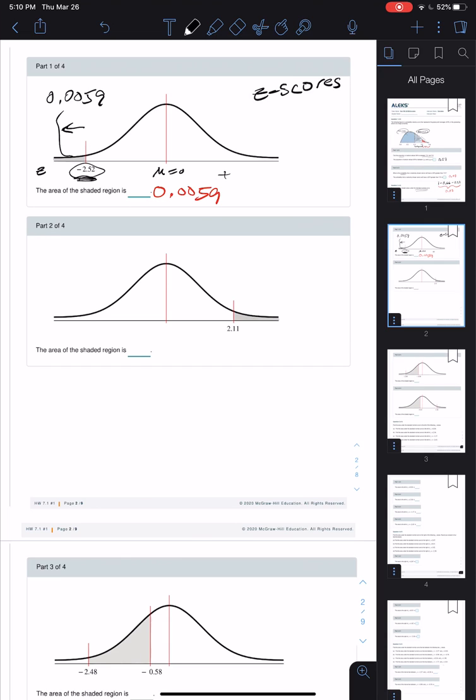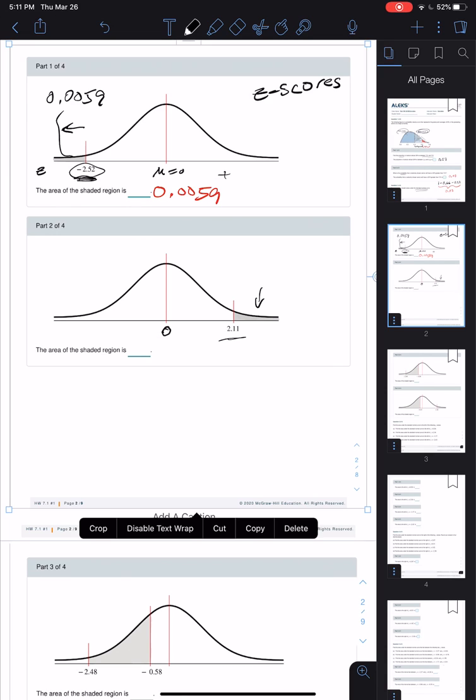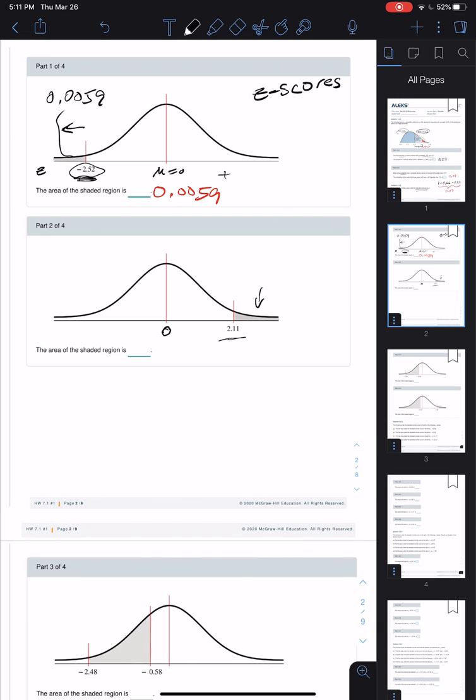Okay, now what happens when we want to find the area and it's shaded to the right? If it's shaded to the right, like this right here, it's not going to be perfect for our z-table, because our z-table always gives us area to the left of this number. Remember, this is a standard normal curve, so the mean is 0, and we want to find the area to the right of 2.11.